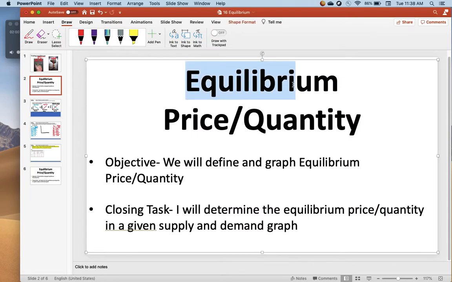We're going to be talking about equilibrium, price, and quantity. So the objective for today is we will define and graph equilibrium, price, and quantity. And the closing task is I will determine the equilibrium, price, and quantity in a given supply and demand graph.